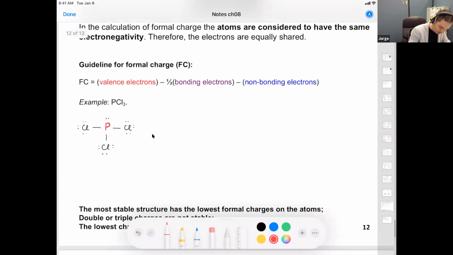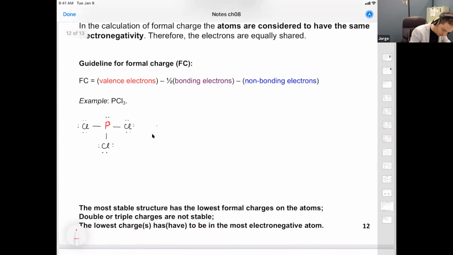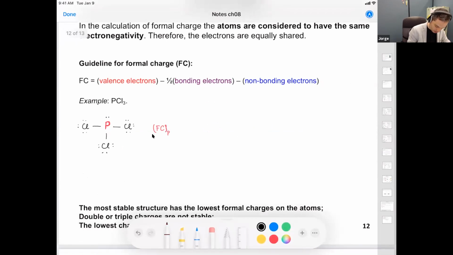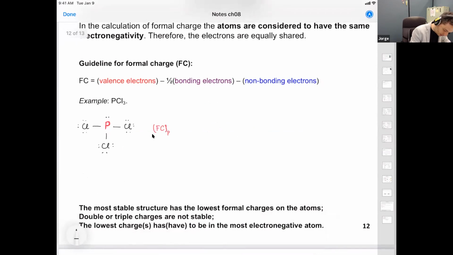So let's calculate the formal charge for the phosphorus atom. I'm going to represent that as FCP. And then let me repeat the formula here on the top. So we have here valence electrons minus half of the bonding electrons minus non-bonding electrons.